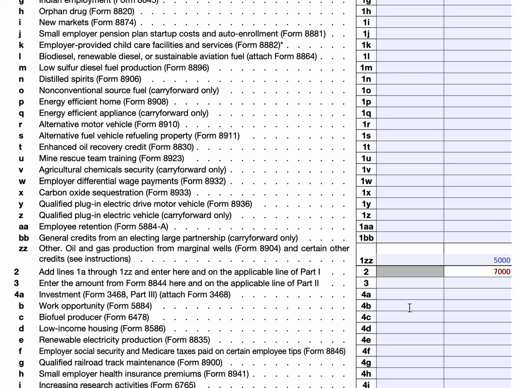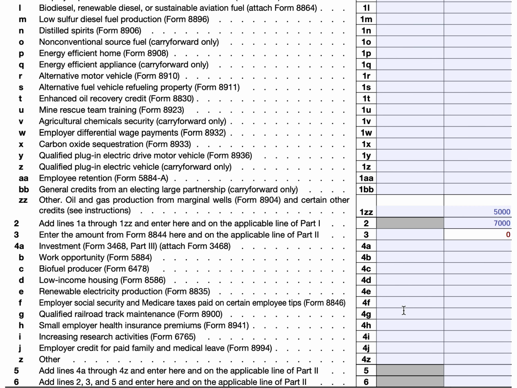So then we'll go to line 3. Line 3 has to do with amounts reported on IRS Form 8844, which is the renewal community employment credit. So if you have any amounts that are reported here as a carry forward, you would include that here. For the sake of this video, we'll assume that we don't have any of those credits. And then lines 4A through 4Z, we have some more tax credits that we are looking to claim here.